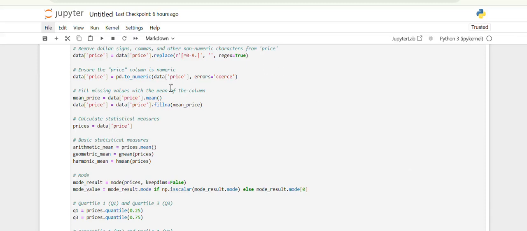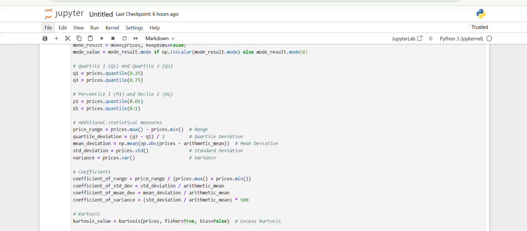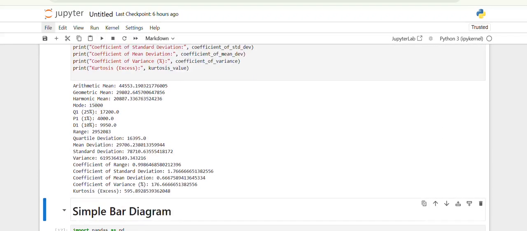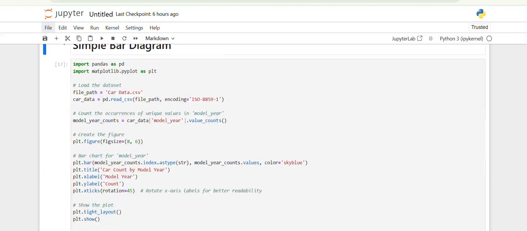The most important step in this is filling missing values. I have filled the missing values with the mean of that column. The next step is that by running this code we can see the whole output. There is arithmetic mean, geometric mean, and the same for quartile, percentile, and decile. The next part is the simple bar diagram.